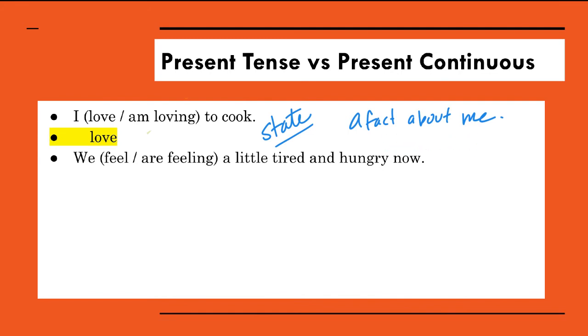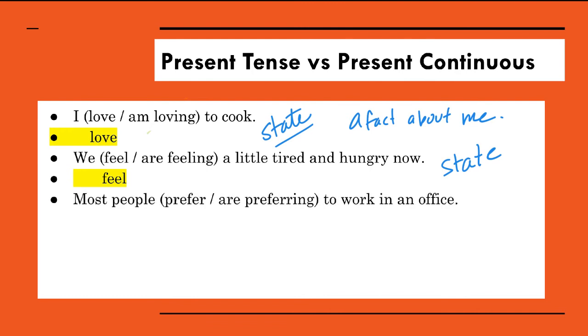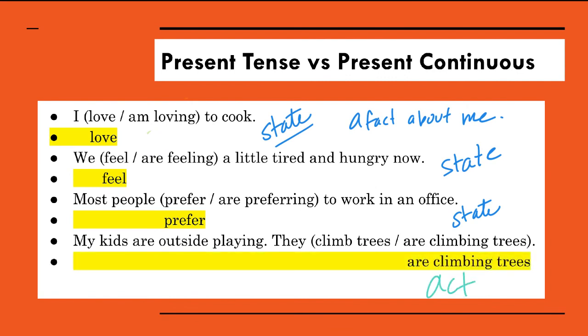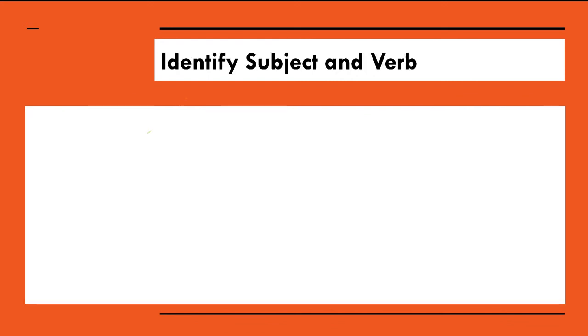How about this one? Feel. To feel a certain way is also a state. You can't control this. You might feel a little tired. You cannot stop it just by choosing to stop it. Prefer or are preferring, that's another state. Just like I love, I like, I prefer, we don't have direct control over these. My kids are outside playing. Well, what are they doing? Right now, their action is, that's right, present continuous.